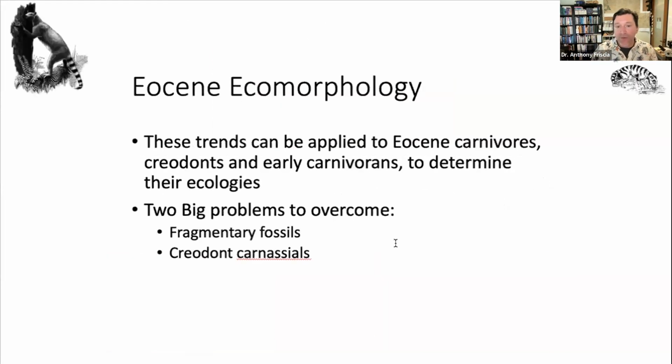So now what I can do is I can apply these to Eocene carnivorans and I can determine their ecology. And it kind of mostly works. Part of the problem is you saw fossils are very fragmentary. Another problem is that Creodons and carnivorans aren't directly comparable because Creodons have that funky thing where they have multiple carnassials, but there's ways around that.